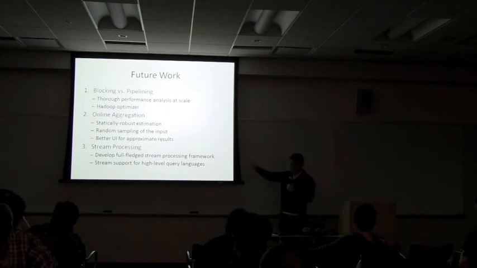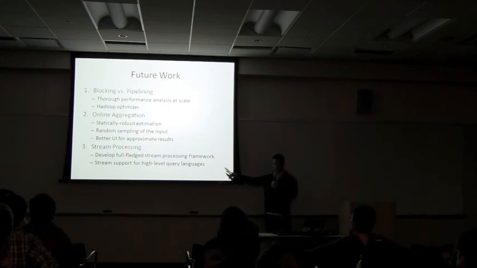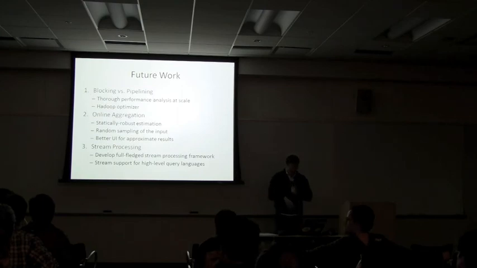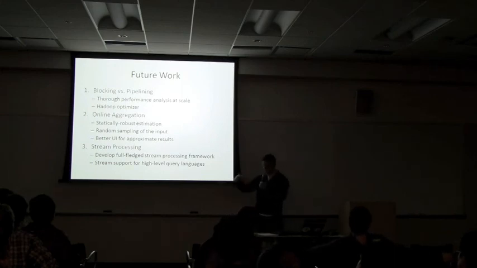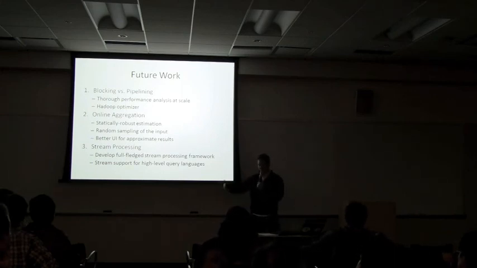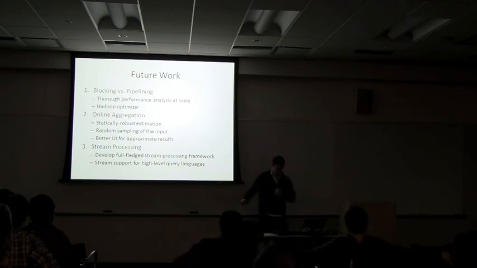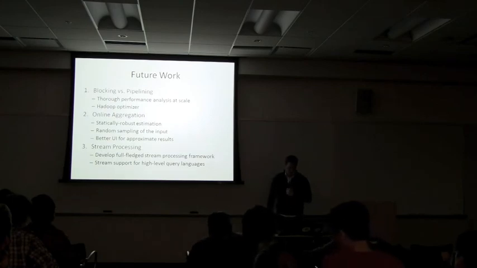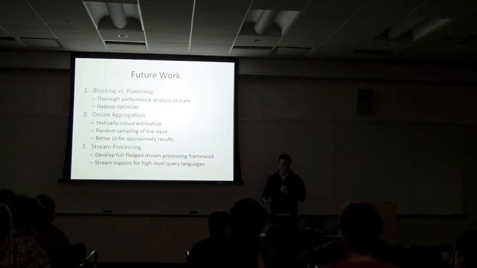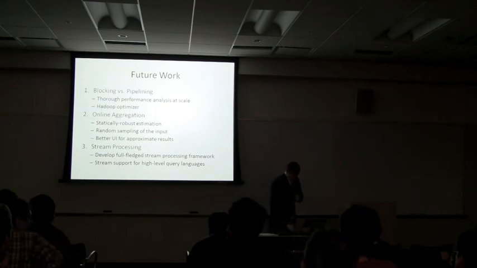Online aggregation and stream processing, these are 2 new features that we've enabled that require pipelining. What we'd like to do in the future is make statistically robust estimations, random sampling of the input so that we don't punt the user to figure out the right distribution of things, and a better UI for approximate results. For stream processing, we want to develop a full-fledged stream processing framework, and we want to support stream processing in higher level languages like Pig and Hive.